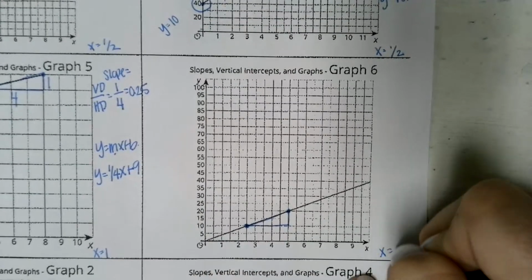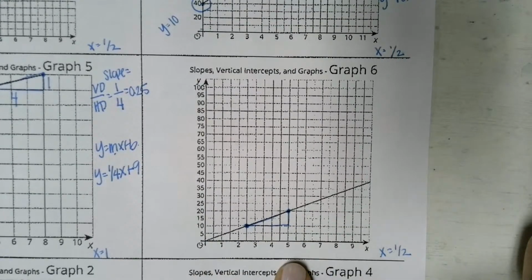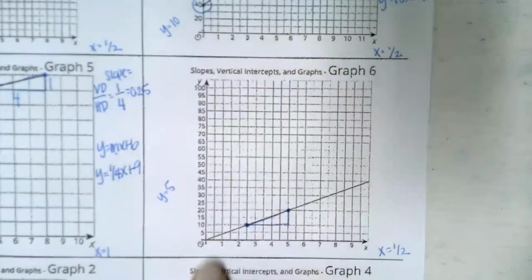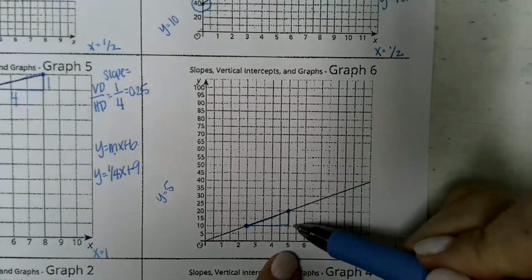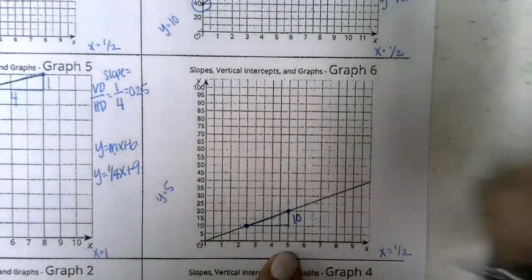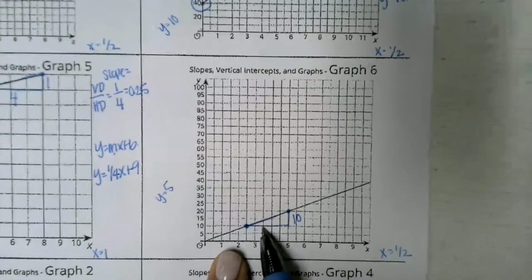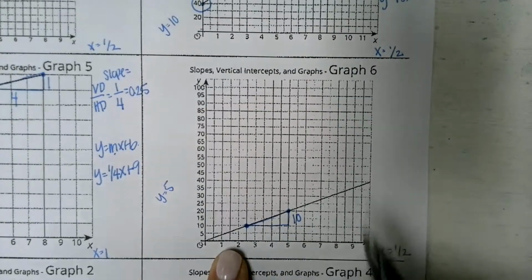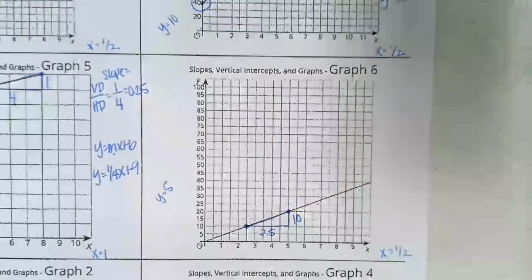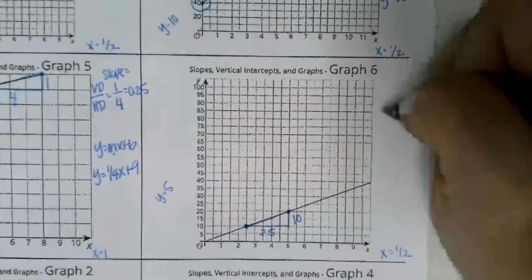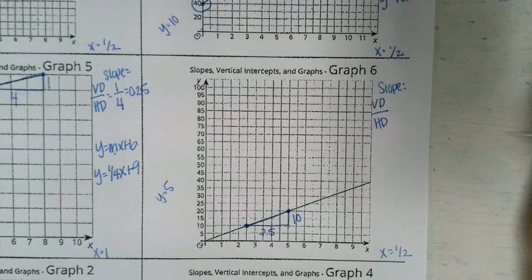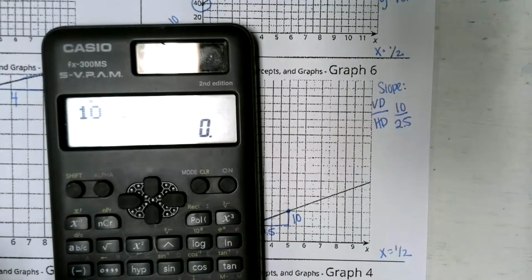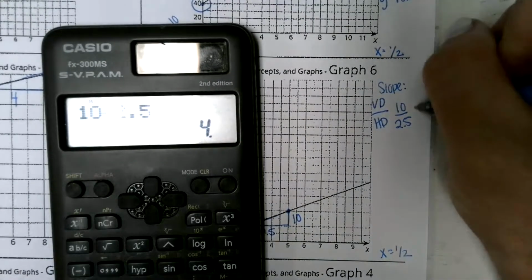My x-axis is again counting by 1/2. It's important to pay attention to your scales. My y-axis is counting by 5s. So this would be 5, 10. And this would be 1/2, 1, 1.5, 2, 2.5. So now I have to do vertical distance divided by horizontal distance to find my slope. 10 divided by 2.5, and I get 4.